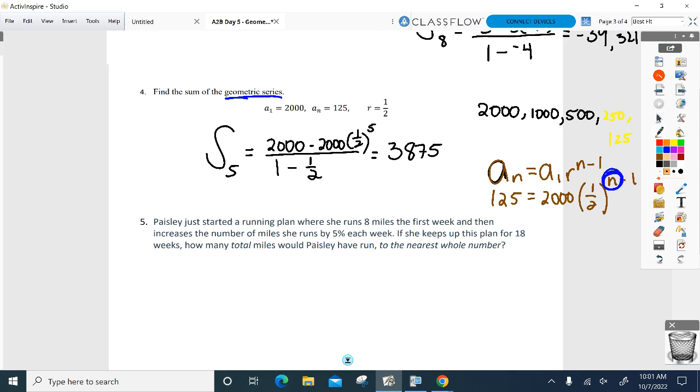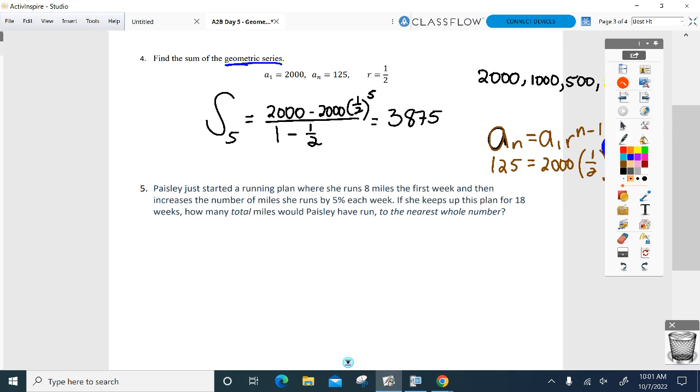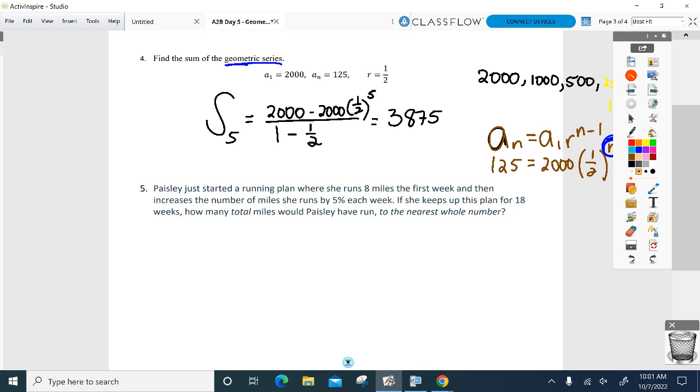All good? All right, two word problems. One I'm going to do with you. The last one you're going to do on your own. You can read about Paisley and their running plan.